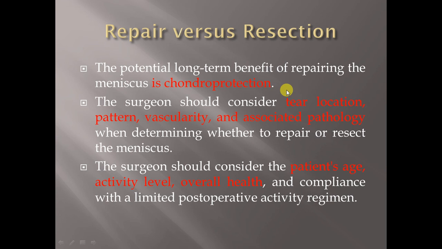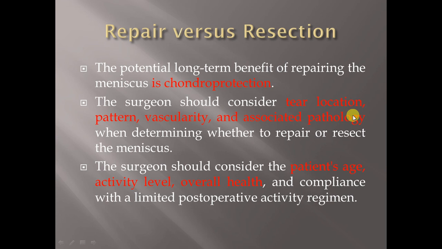You have to discuss the pros and cons of each of them with your patient. For example, repair is chondroprotective. Resection has a good prognosis, but isn't chondroprotective, and arthritic changes develop later in years. In older age, there are arthritic changes in the form of Fairbank changes.